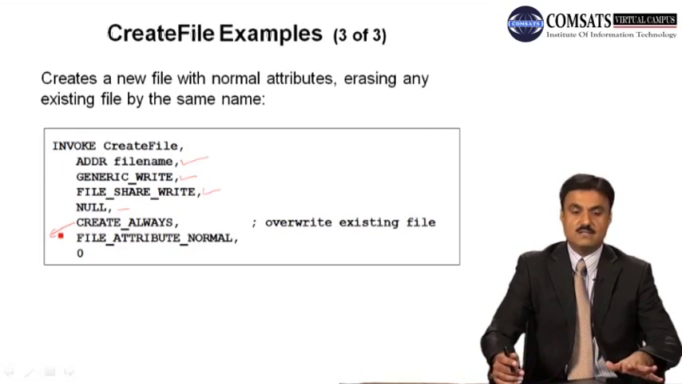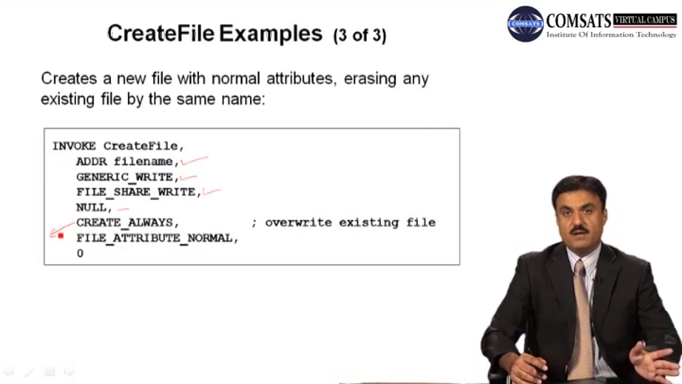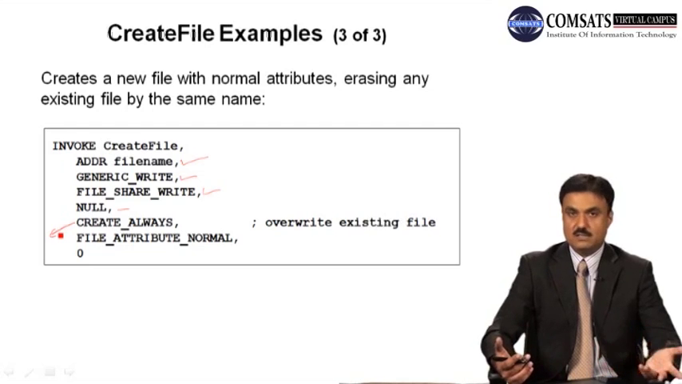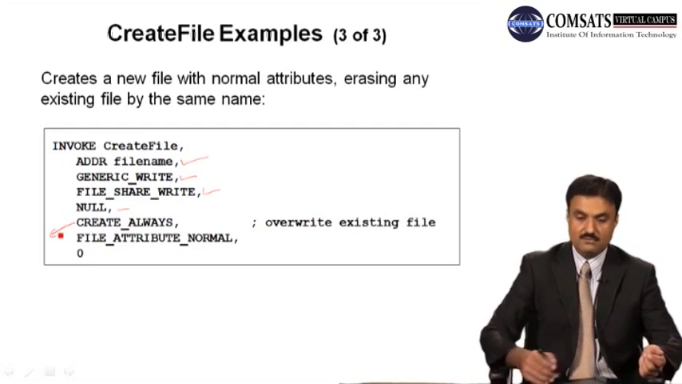Create new, create always, and open existing, and so on. So it depends what option you are using. If I say create always, it means we are forcing it to always create a file. If there is a previous file, delete it and write a new file, and so on.